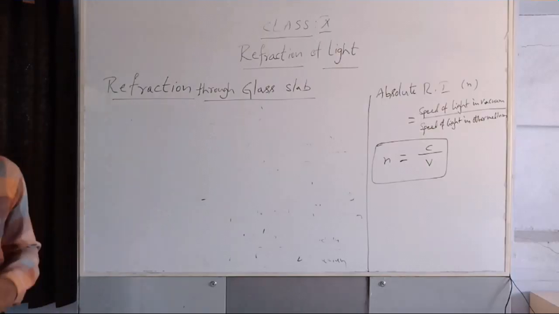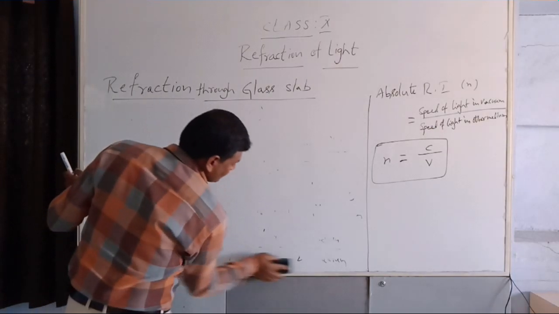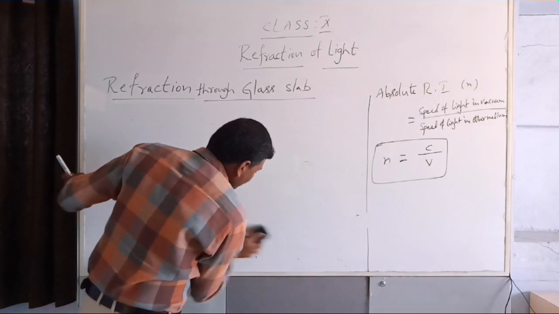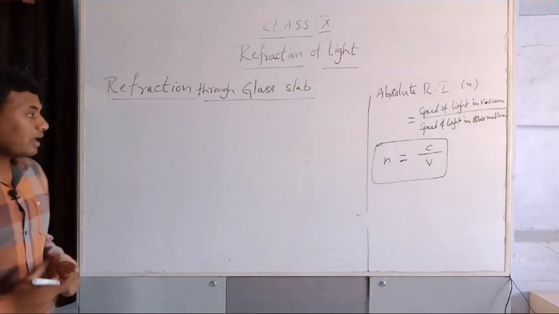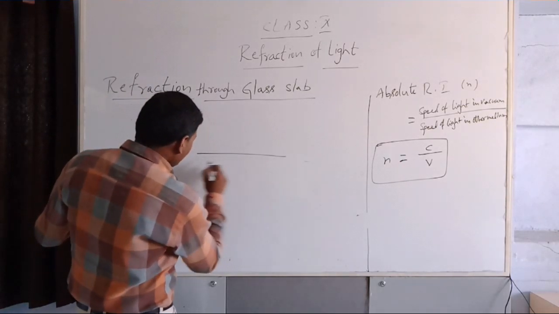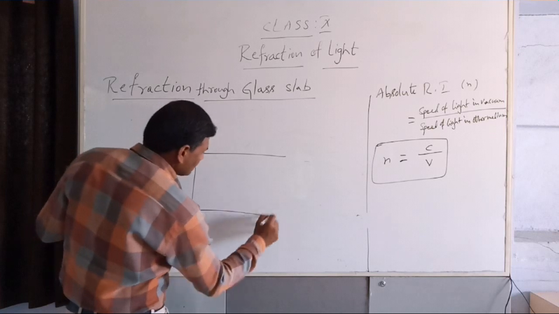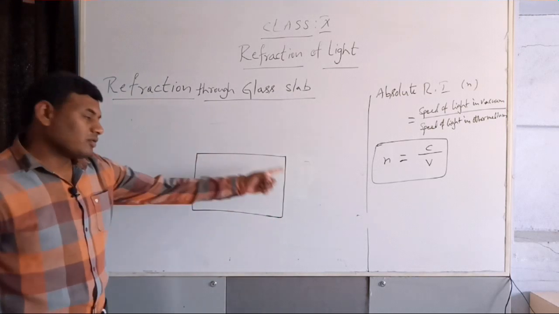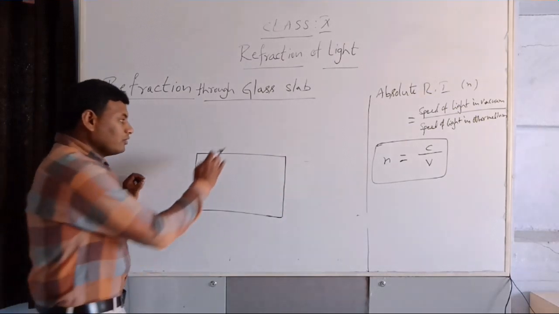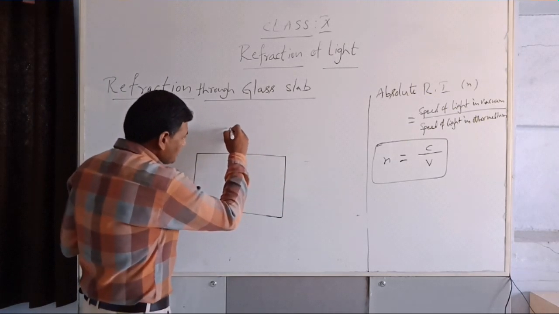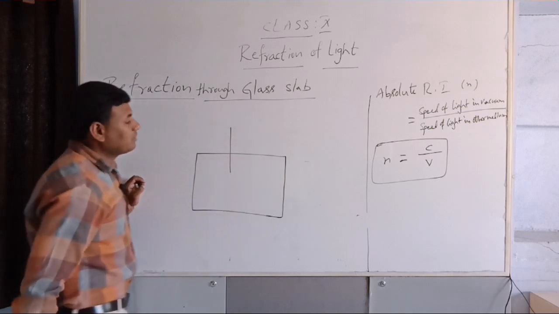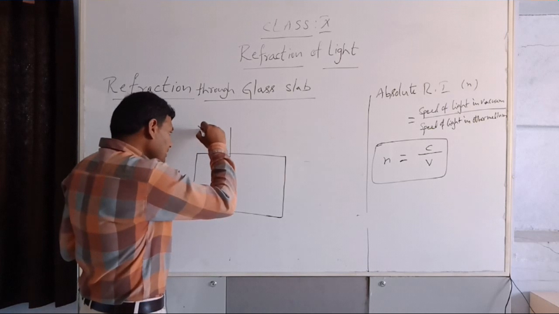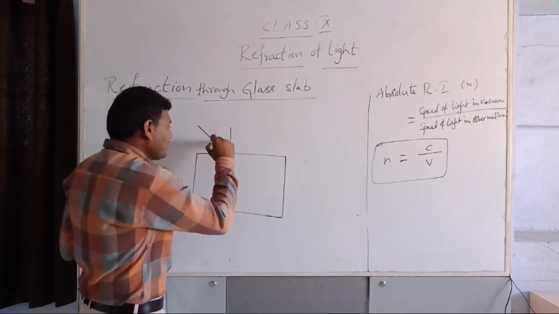See, rectangular glass slab. So take a sheet of paper and take a rectangular glass slab and mark the outlines of the glass slab. Now draw a perpendicular to this. It acts as a normal. And take a source of light, and from the source of light, make light incident on this at a certain angle.